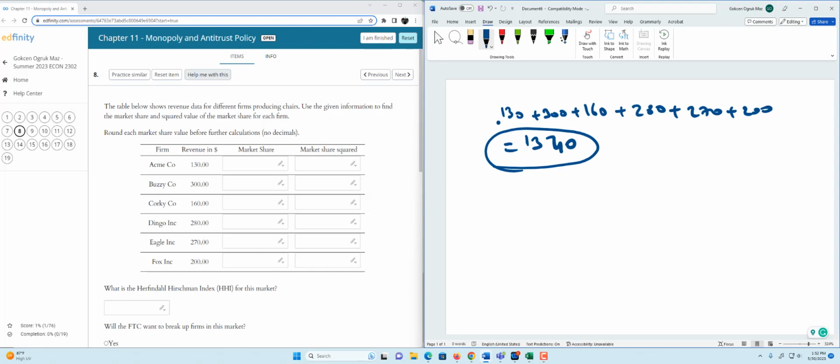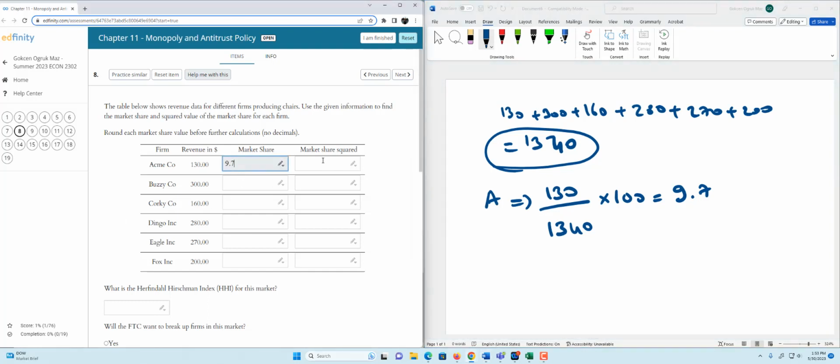To find the market share, for instance, for the first company, Acme, we take the output produced by the company and then find out the percentage of output produced by this company, and that gives us the market share. So 130 divided by 1340, times 100, you find 9.7. So this company's market share is 9.7. And the squared market share is to the power 2, which is 94.09. And then we will do the same thing for the remaining companies.